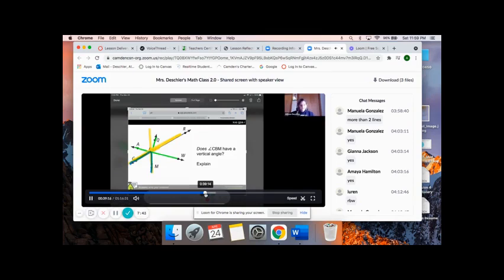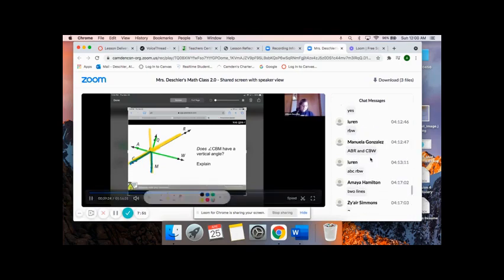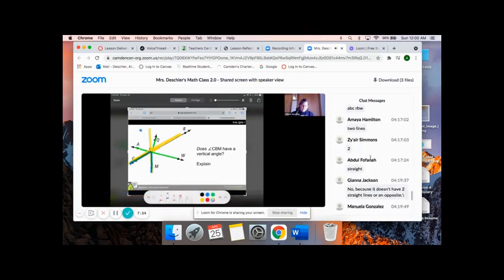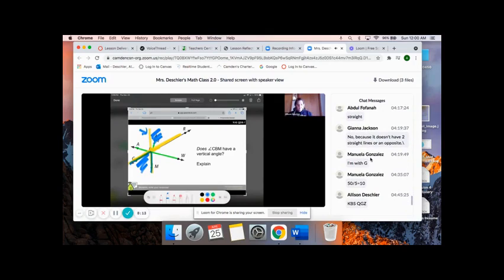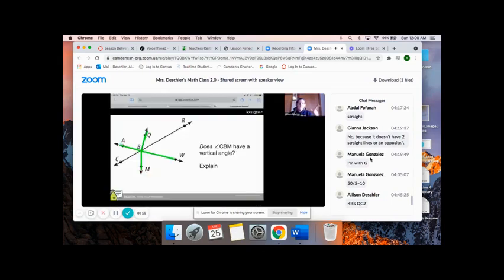Why does that make sense? What's happening in this picture as to reason why? Is this line here part of my picture that I could have an angle that's opposite? Yes or no? No. So because I don't have an angle that is directly opposite from CBM, it is not possible to have a vertical angle in this picture. It is not possible. I think more people understood it because almost everybody changed their answer.